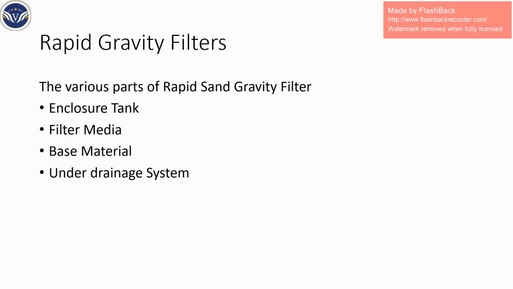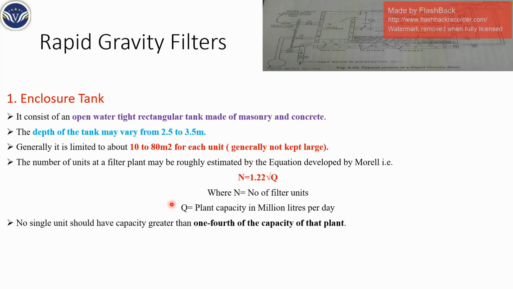Now the rapid sand filter consists of various parts. The first one is an enclosed tank, then filter media, base media, and under drainage system. We are going to see these one by one, and this under drainage system has two objectives. So those objectives we will see one by one.